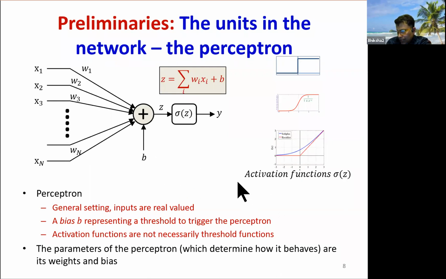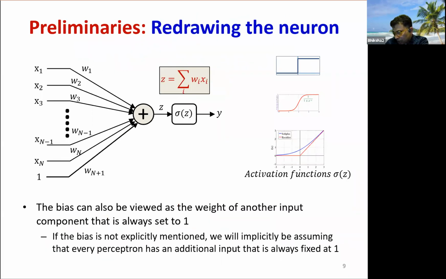Now, just as a matter of representation, instead of having an explicit bias, we can also think of the neuron as having, I'm randomly going to use the word neuron or perceptron, they mean the same thing.